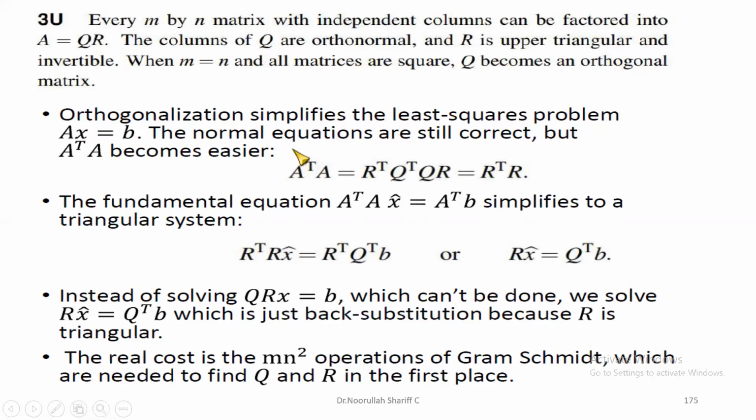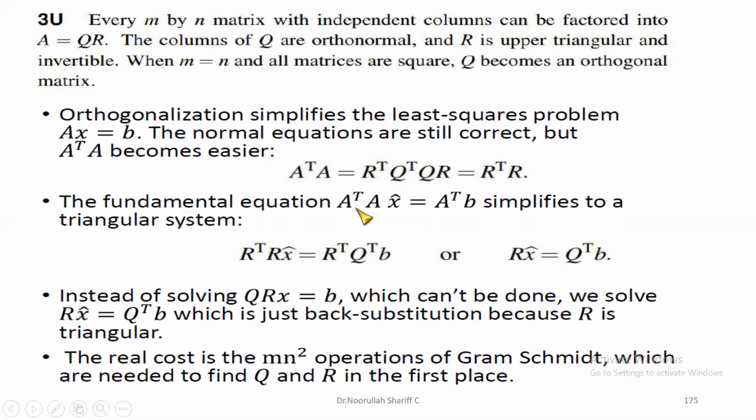So orthogonalization simplifies the least square problem Ax equal to B. The normal equations are still correct, but A transpose A becomes easier. For A transpose A, you can just write A as QR. So A transpose, if you write it as QR transpose, will become R transpose Q transpose, and A is written as it is. And this Q transpose Q is equal to I, and therefore this will be equal to R transpose R. So A transpose A is equal to R transpose R.